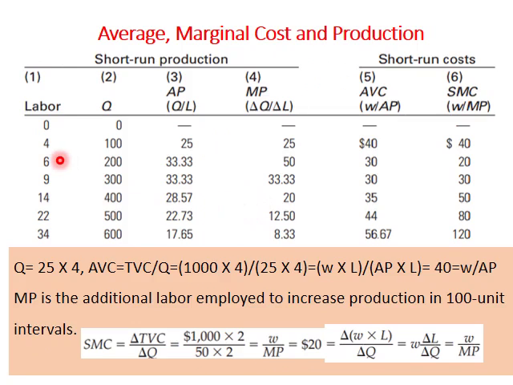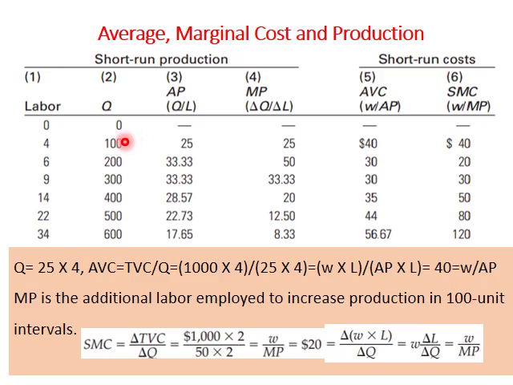This is almost the same as the previous table. This is labor and this is quantity. This is the average product. The average product can be expressed as the quantity produced divided by the labor, and the marginal product is equal to the change in quantity, this column, divided by the change in labor, the succeeding change.